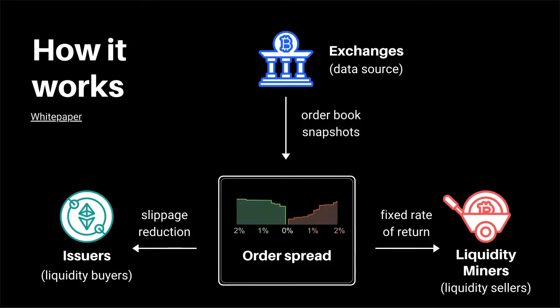Also the size of your order: the bigger the order, the more credit you get, and then how long the orders are on the book for, because you provide liquidity. When you provide liquidity, you're basically providing an option to the market, and the option value is based on duration, size, and spread. Because we have this mathematical system in place, the liquidity miners who are providing liquidity earn a fixed rate of return, whereas the issuers who are buying liquidity get a commensurate reduction in slippage.